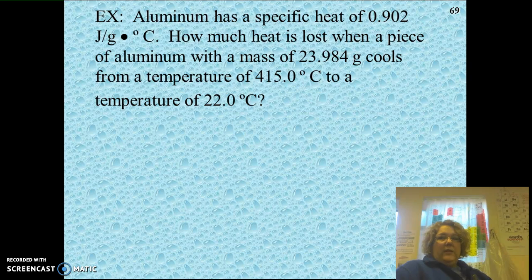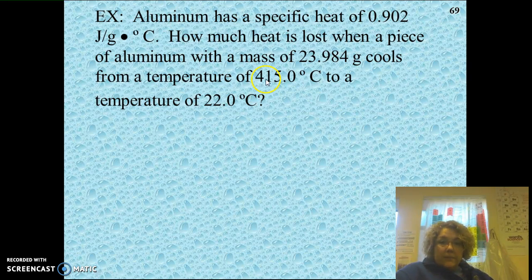Alright, so let's try an aluminum problem. Aluminum has a specific heat of 0.902, quite a bit less than the 4.18 that water has. How much heat is lost when a piece of aluminum with a mass of 23-ish grams cools from a temperature of 415 to a temperature of 22 degrees? Okay, it's a Q = smΔT problem. We know we have to figure out the change in temperature. What is the 415? Celsius.